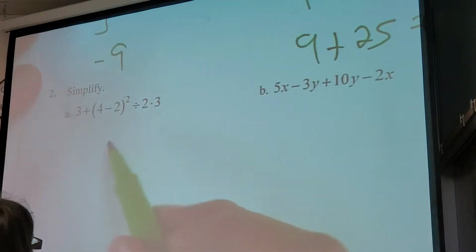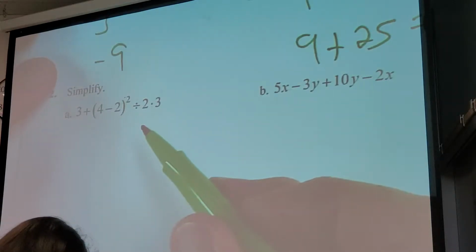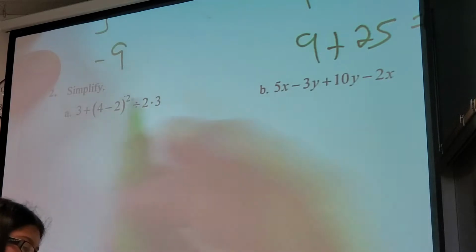Simplify. This particular problem is like a pure order of operations problem. Order of operations never goes away. It's like the grammar of math. But this is just a straight up order of operations problem. So what am I going to do first here? 4 minus 2. Yeah.